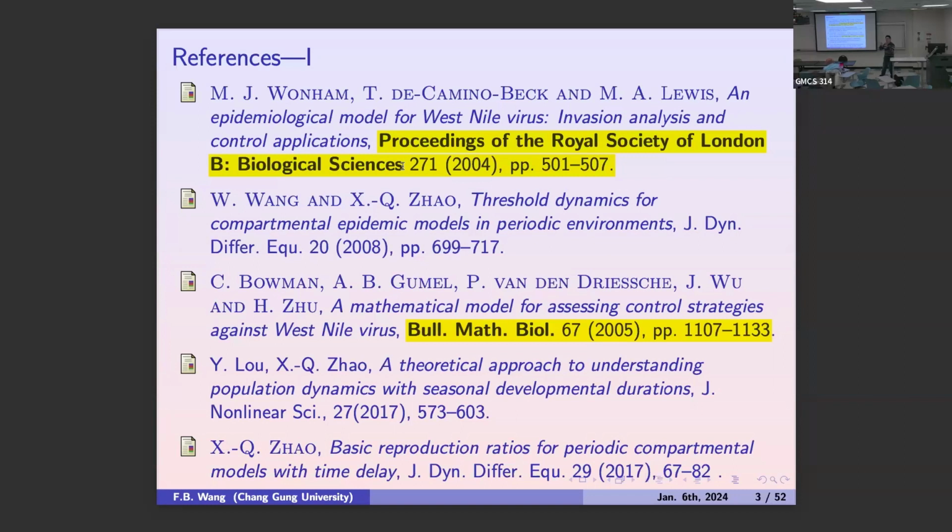Vertical transmission means when the parent was infected by the virus, it is possible to pass the virus to the offspring, with some probability. It's the so-called vertical transmission. But in dengue, we usually ignore the vertical transmission.